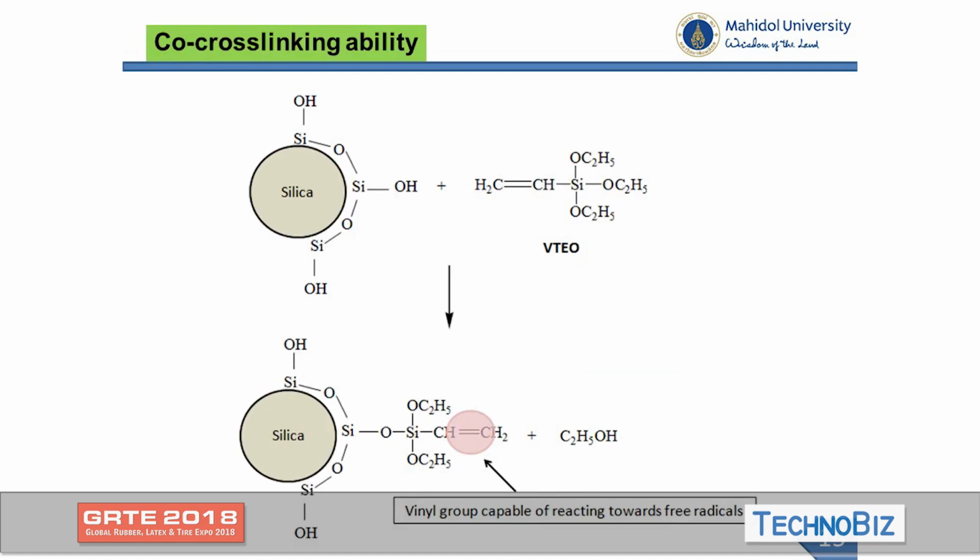If we take a look at the chemical structure of VTEO silane, the vinyl group is quite reactive to the free radical. So that's why the TRIM is also reactive to the free radical, and this makes the peroxide curing more efficient in the presence of the TRIM coagent.